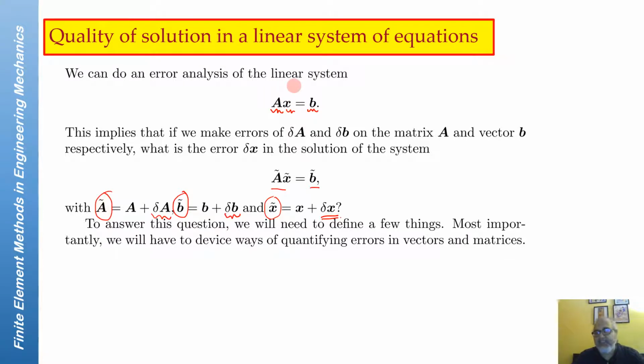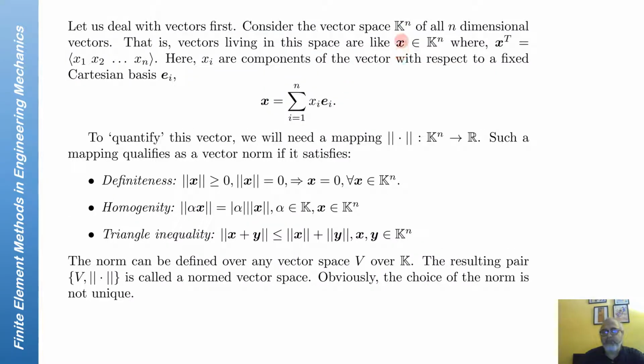and this is n-dimensional. So if we have an n cross n system, then this is an n cross 1 vector, this is an n cross 1 vector, and we assume that all n cross 1 vectors live in this space Kn, the n denoting the dimension, and its components are x1, x2 to xn, and the basis vectors are ei, so that you can write x as xi ei in terms of the components and the basis.